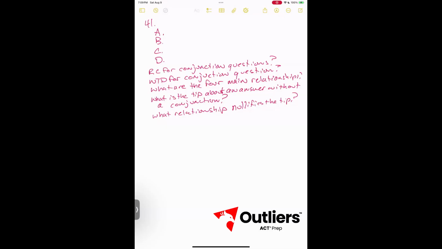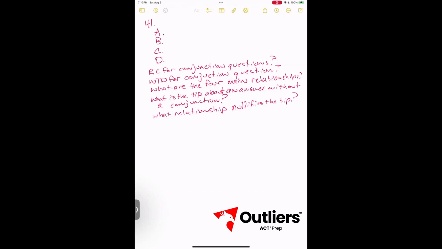If there's an answer without a conjunction, like in this case, answer D, where it just says delete the underlined portion, that would mean nothing's there. That would mean there's no conjunction there. If that is an option, it is almost certainly the correct answer. A huge percentage. We're talking 90% of the time. It is a lot. So that should be a good tip.